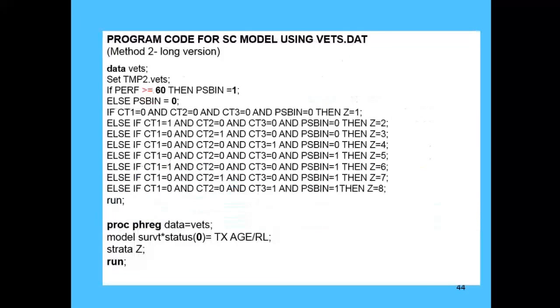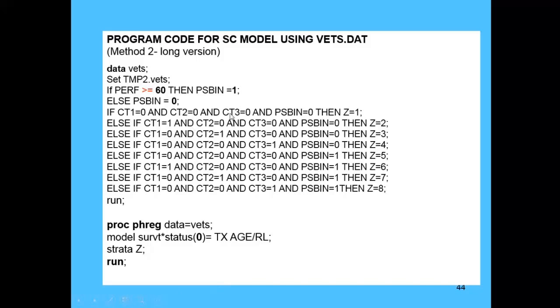Now look at the next slide. See where it says method 2, the long version? What did I do here? I defined, you see it says Z equal to 1, Z equal to 2, I defined 8 categories. Why did I define 8 categories? Because there are 4 cell types and 2 performance status levels. So there are 8 categories, and I'm actually defining the 8 categories.